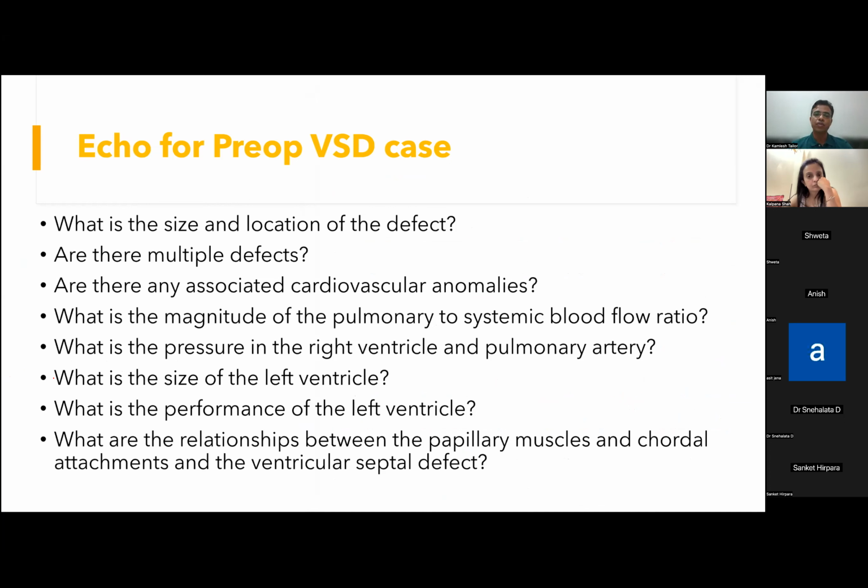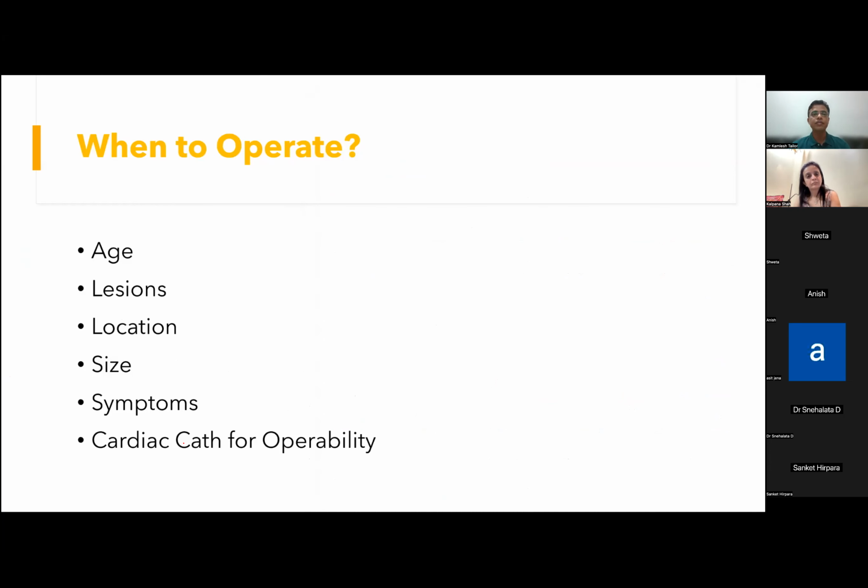What one should look for preoperatively in a case of VSD is the size of the VSD, location of the defect, whether there are multiple defects or not, associated symptoms, magnitude of QP:QS, so the magnitude of pulmonary blood flow, presence of right ventricular hypertrophy and changes in the RV and PA, size of the left ventricle and hypertrophy, ventricular performance, and relation of great vessels and associated problems.